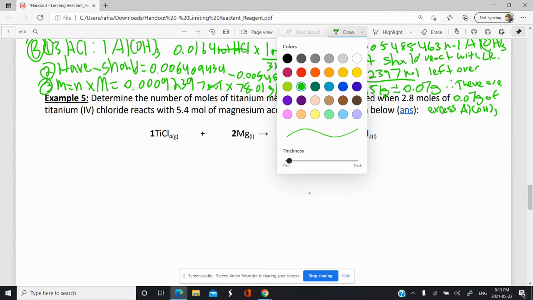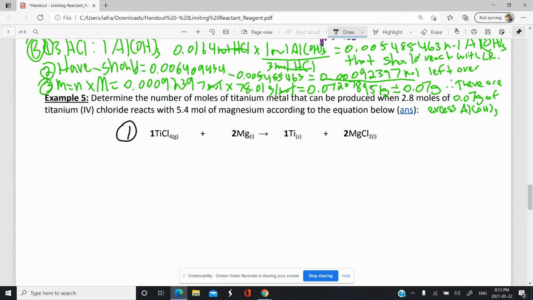So firstly, we have our balanced equation given to us. That's always great. Always double check though to make sure everything's balanced. Titanium, chlorine, yep, magnesium, good. Okay. And we have 2.8 moles of titanium 4-chloride, and it's reacting with 5.4 moles of magnesium. And we want to find how many moles of titanium metal are produced. So let's go ahead and do that. So we want to find number of moles here.